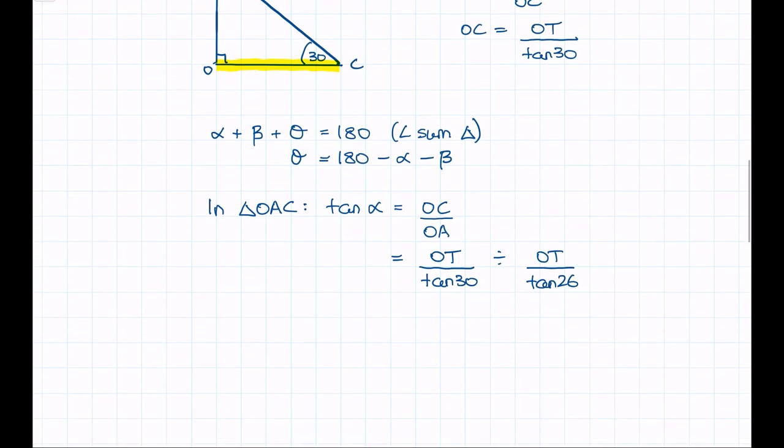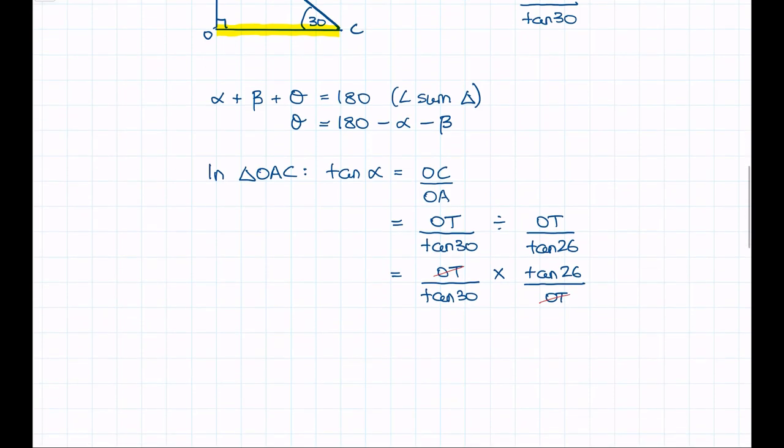And when dividing one fraction by another, we keep the first fraction, OT over tan 30. We then flip the second fraction, so that becomes tan 26 over OT, and we change the operation to be multiplying. So here, the OT in the numerator and denominator will cancel out, and we end up with the tan of alpha being equal to tan 26 over tan 30. So even though we didn't know the length of OT, it didn't matter because it cancelled out.